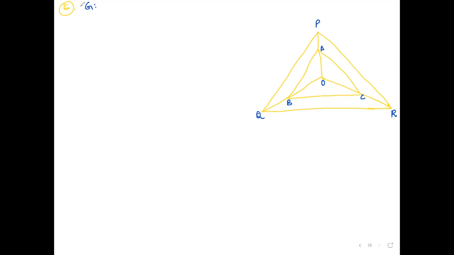ABC are points on OQ, such that AB is parallel to PQ. So it is given that AB is parallel to PQ. And one more thing is given: AC is parallel to PR. Now you have to show BC is parallel to QR. So it is quite similar to the question number 6 we have already done. Let's do the proof.